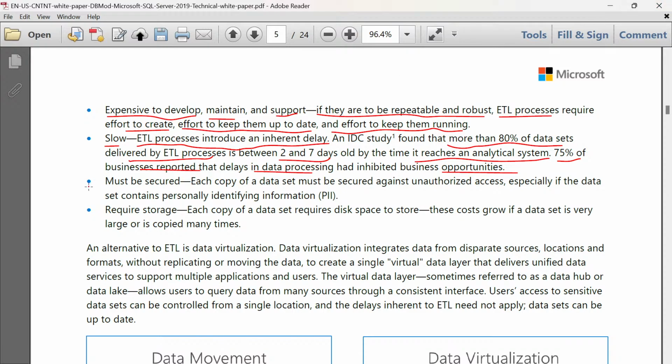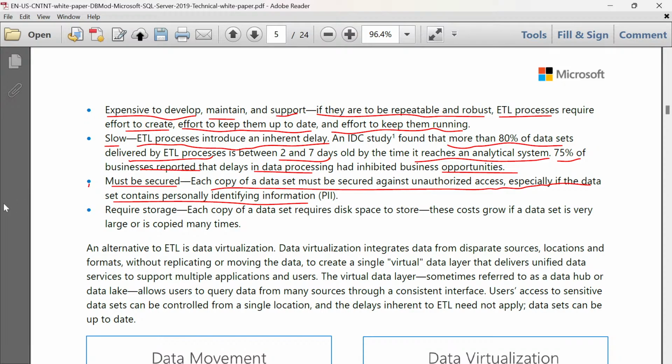Next, the next hindrance is that data must be secured. Each copy of a data set must be secured against unauthorized access, especially if the data set contains personally identifying information, noted as PII. Nowadays commonly your credit card information, debit card information, security system passwords, all these are personally identifying information. So all these things need to be secured the most.